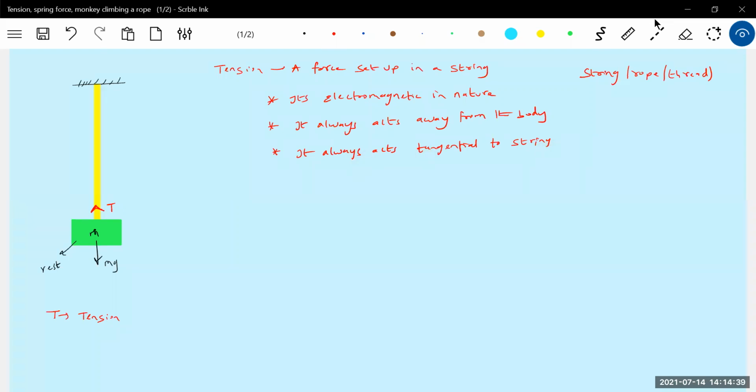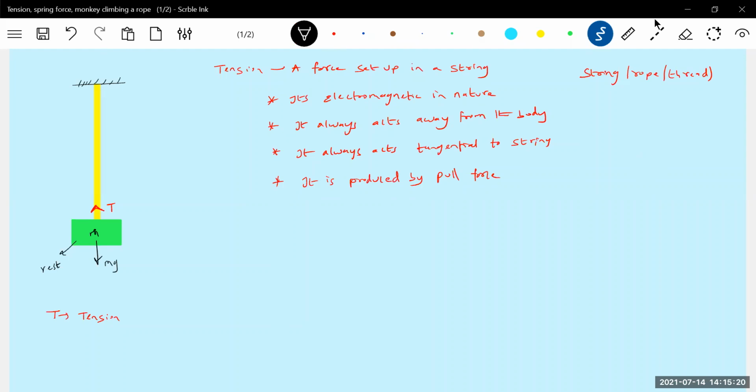Next, again, it is set up by, it is produced by a pull force. When you hold two ends of a rope and pull it, the string will become taut, and the force set up or produced is a pull force. So these are the very basic fundamental things regarding tension that I'm putting forward here.